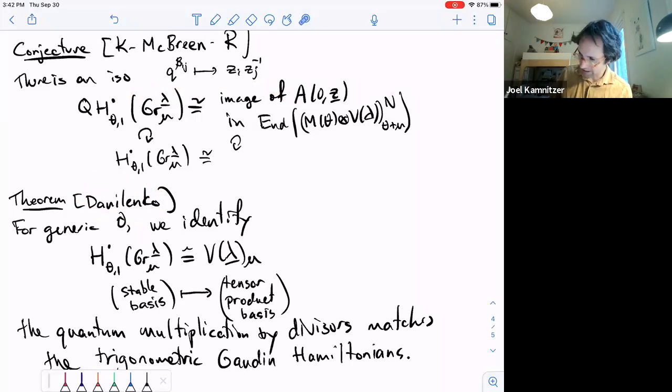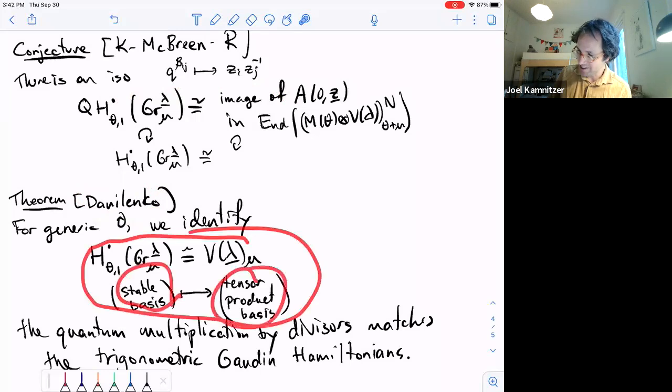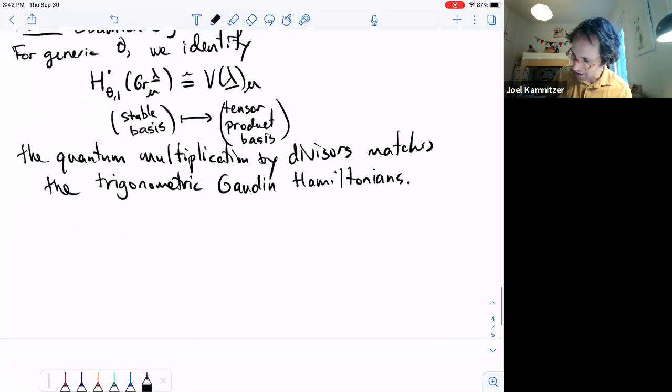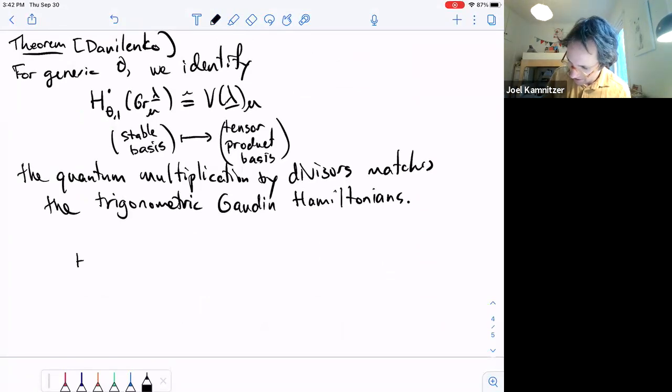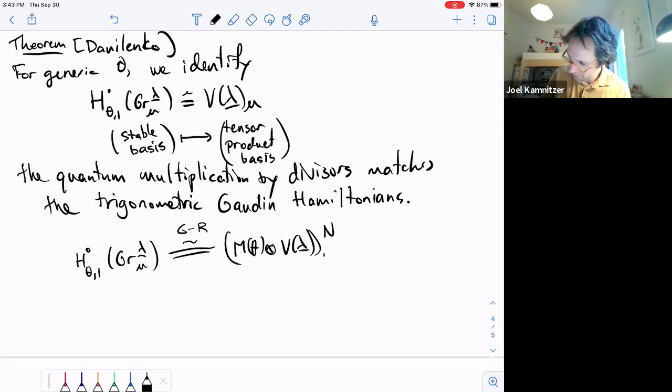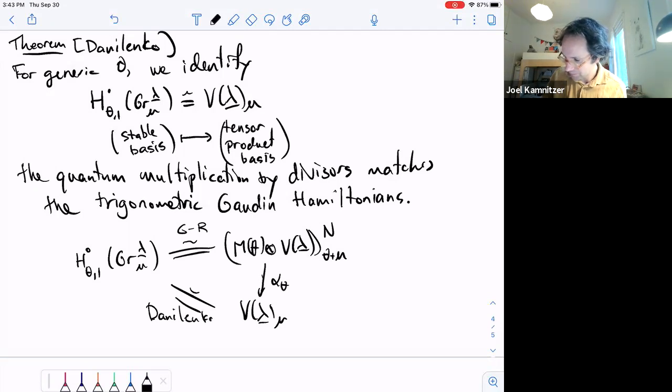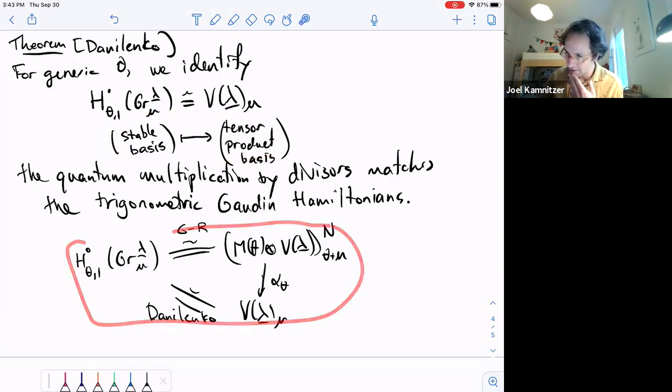Modulo one thing, you might worry that this identification was just sort of random, like why the stable basis goes to the tensor product basis. But actually that's fine. It's not written anywhere, but it's not hard to prove that the following diagram commutes. Here we use the Ginzburg-Riche isomorphism. And here we have highest weight vectors of weight theta plus mu. And then here we use what we wrote above, this alpha theta, which is an isomorphism for generic theta, to go to the weight space in the tensor product. And here we use this Danilenko map, again, which is defined just by matching bases. This diagram actually does commute. So this commutes.